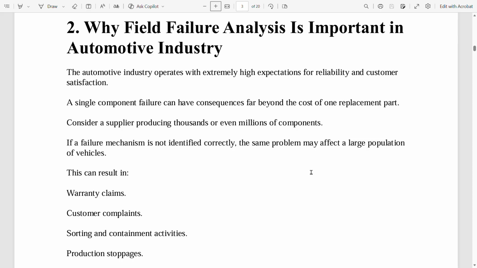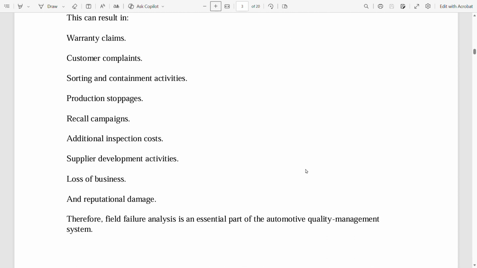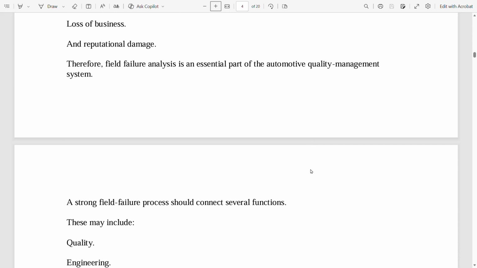This can result in warranty claims, customer complaints, sorting and containment activities, production stoppages, recall campaigns, additional inspection costs, supplier development activities, loss of business, and reputational damage. Therefore, field failure analysis is an essential part of the automotive quality management system.